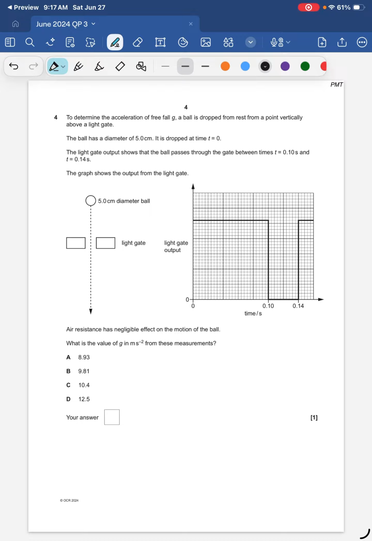Okay, so the first step is to find the velocity. The velocity, which I will call average velocity, and you will see why in a moment, is equal to the diameter, 0.05 meters, over the time it took to pass through the gate, which is this interval here, 0.04 seconds, and 5 centimeters is the diameter, right? So we get 1.25 meters per second.